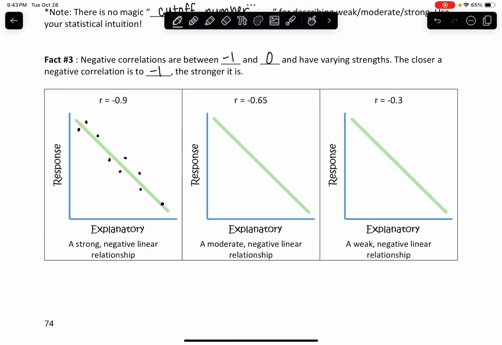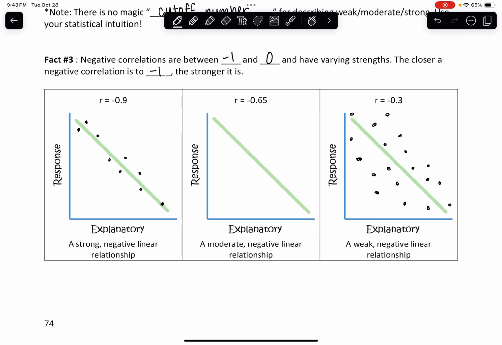Now, on the other hand, if we have an R value of -0.3, these points, while being distinctly sloped downward, are pretty spread out from this line of best fit. There's a cloud of data. And we can tell that it definitely slopes down, but our data is not packed tightly to that line.